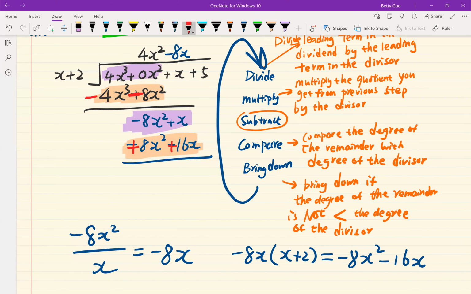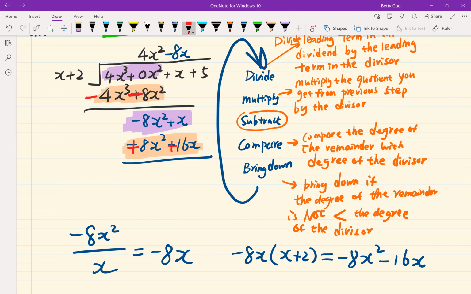What's x plus 16x? 17x. Let me use the green. 17x, and that's the new remainder. That's the remainder in the second round.